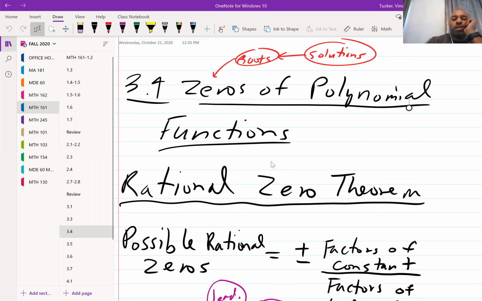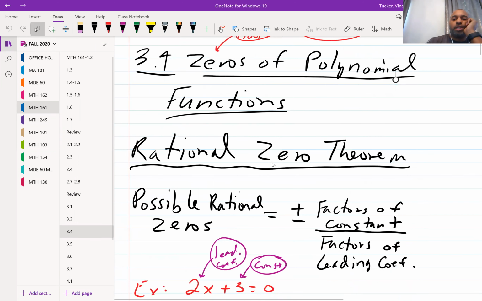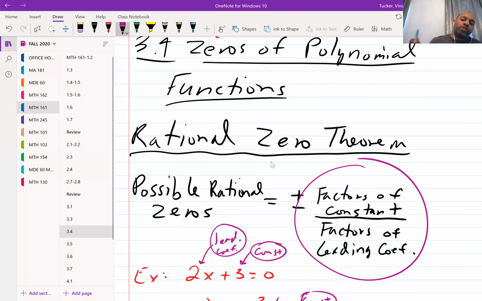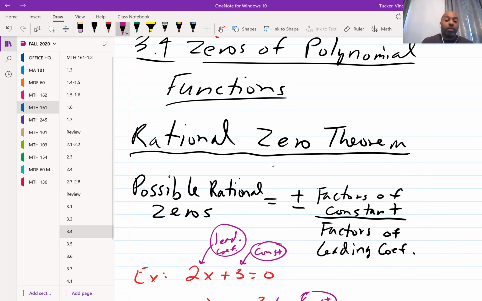All right. So the first thing we're looking at in this section is the rational zero theorem. In order to find all possible rational zeros, you would do plus or minus the factors of your constant over the factors of your leading coefficient. So that plus or minus is assigned to each one. And you'll see what I mean in a second.